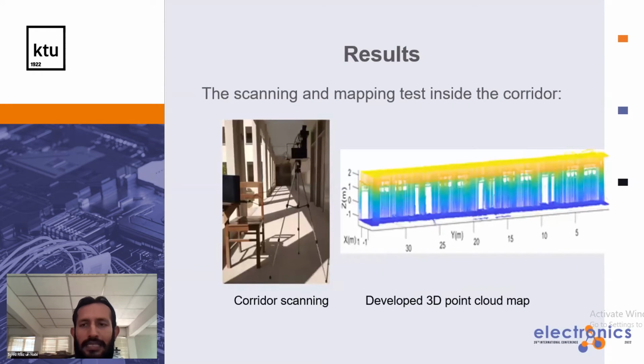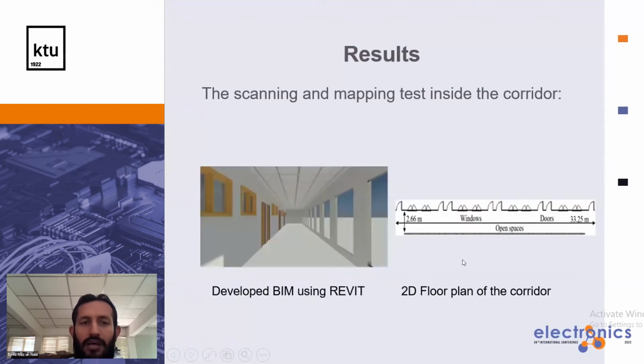Then we have tested the same thing in another corridor environment. Here you can see on the left-hand side, we have placed our system, and we have used multiple points to gather the information. Then we collected all this information to make the corridor 3D point cloud. On the right-hand side, you can see the complete 3D point cloud map. Using this map, again, we have loaded it in Revit software, and you can watch the development here. And this is the 3D view.